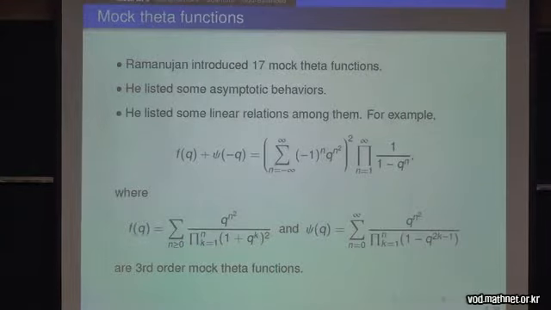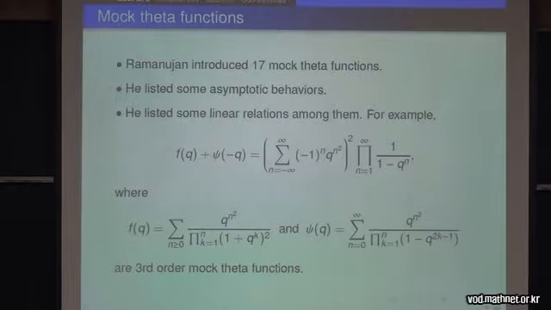So I'm going to return to mock theta functions. Ramanujan listed 17 examples of mock theta functions, but he didn't define them explicitly. Instead, he gives some asymptotic behavior of mock theta functions when approaching some rational numbers. And then he also listed some linear relations between mock theta functions.